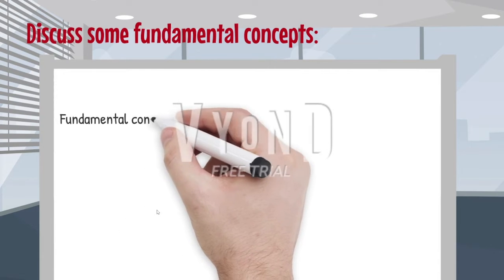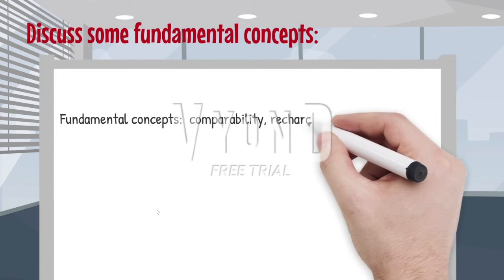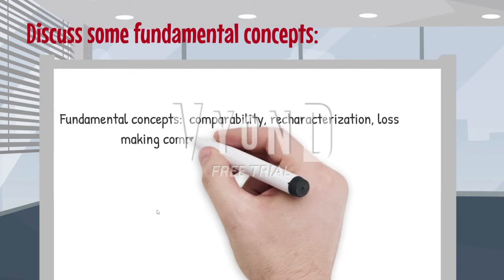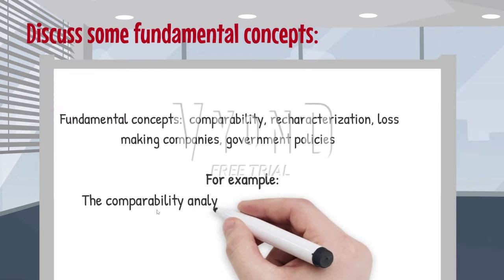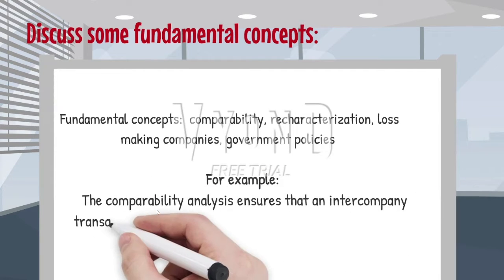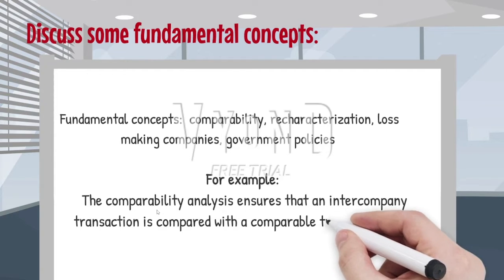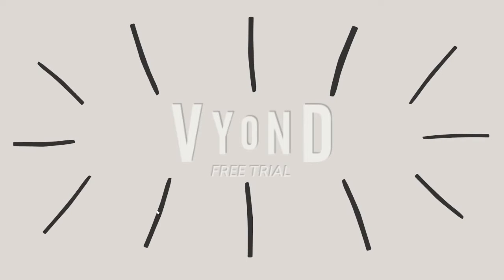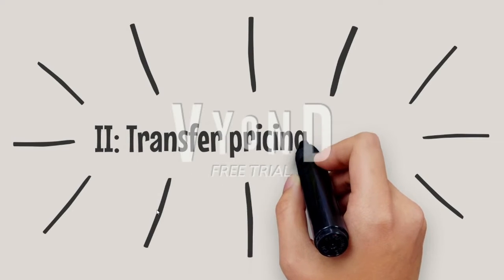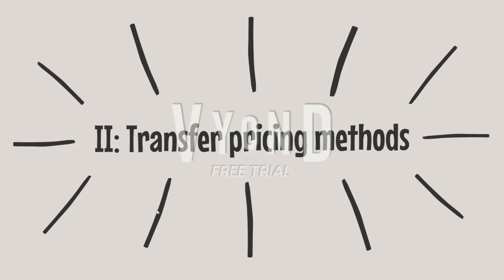Furthermore, the guideline discusses some fundamental concepts such as comparability, recharacterization, loss-making companies, government policies, and customs valuations. For example, the comparability analysis ensures that an intercompany transaction is compared with a comparable transaction with third parties. In Chapter 1 we learned that the goal is to find arm's length prices for controlled transactions. This can be achieved by applying the so-called transfer pricing methods, which are described in detail in Chapter 2.